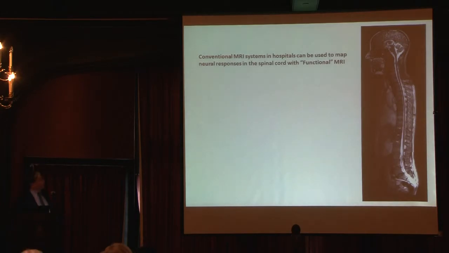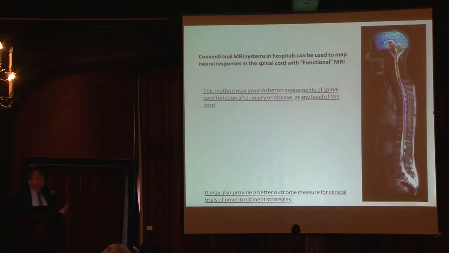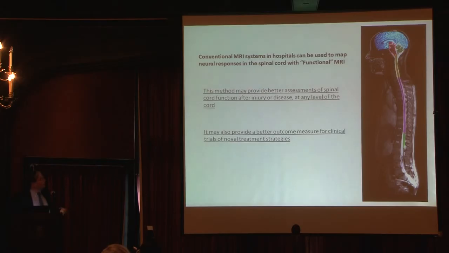So conventional MRI systems right now in hospitals can be used to map neural responses in the spinal cord with functional MRI. The reason for pursuing this in the spinal cord is that this method might be able to give us better assessments of spinal cord function after injury or disease. And even at any level of spinal cord, it doesn't matter if you're above or below the level of injury or lesion, you can assess the entire cord. It might hopefully provide a better outcome measure also for clinical trials of novel treatment strategies.